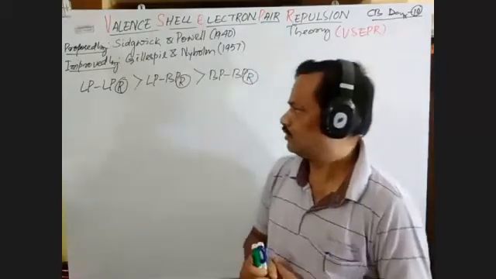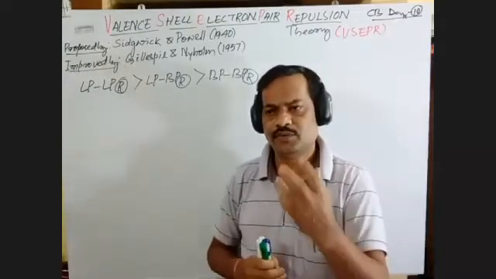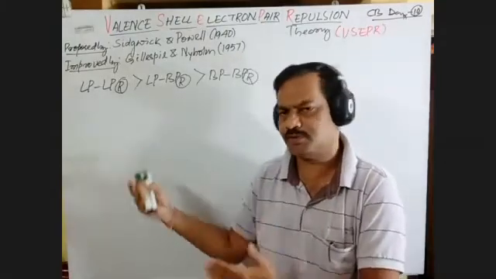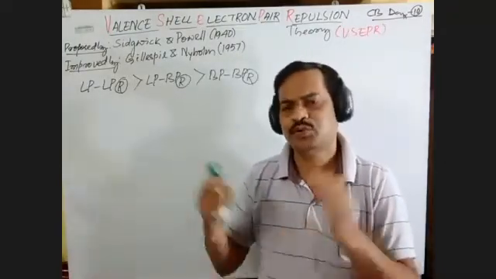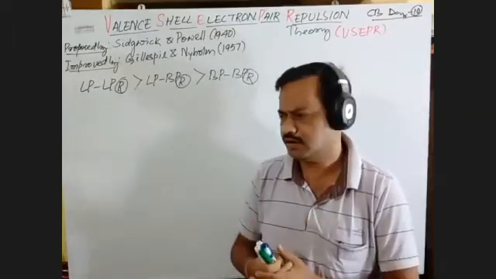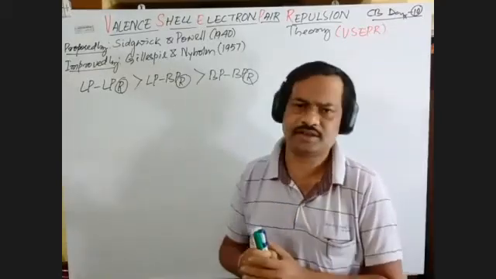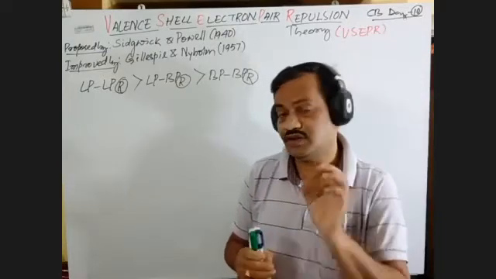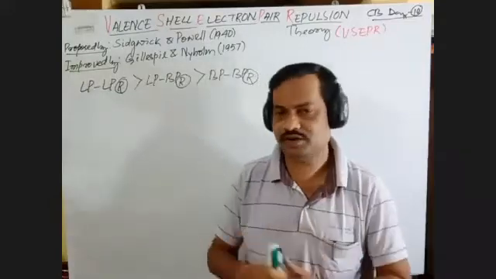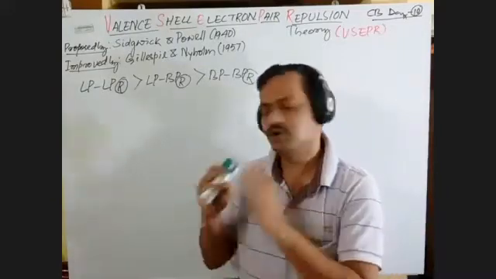That's why a lone pair will occupy more space because of repulsion. Whenever we predict a structure, if we know how many lone pairs and how many bonded pairs are present, we can predict the shape of the molecule. So this is the valence shell electron pair repulsion theory, mainly used for predicting the size or shape of the molecule.